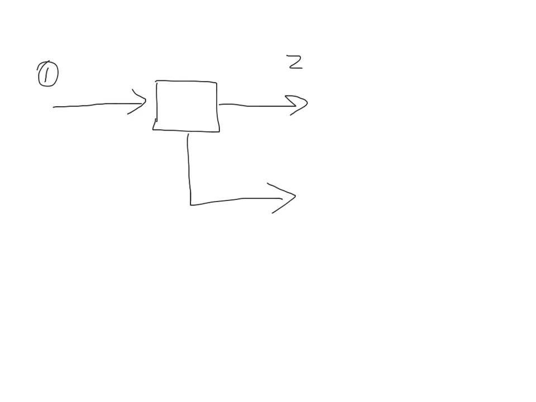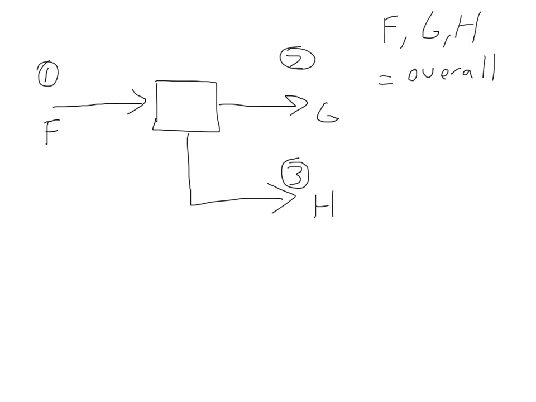So let me just draw an example here where I have a separator, where I have one stream coming in and two streams coming out. I'm going to label these streams 1, 2, 3. And I'm going to define the overall flow rates, F, and then G, and H. So F, G, H, overall flow rates. And that can be in terms of mass or moles. So the units would be mass or moles.